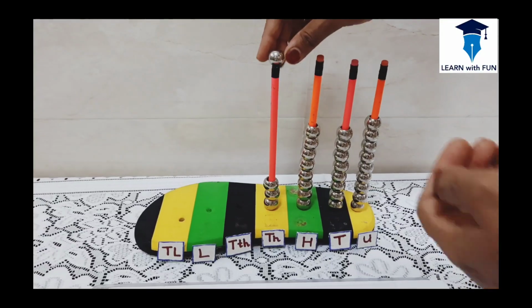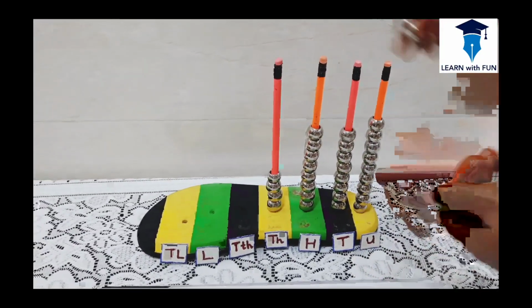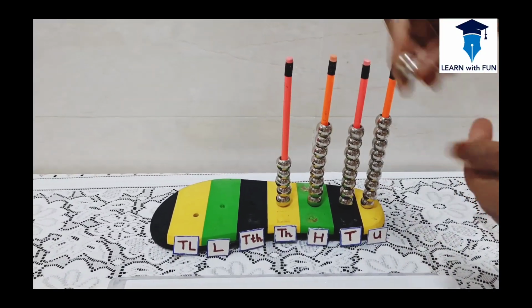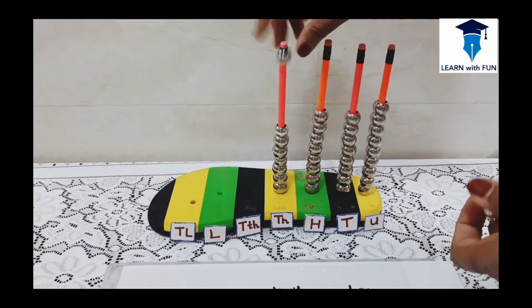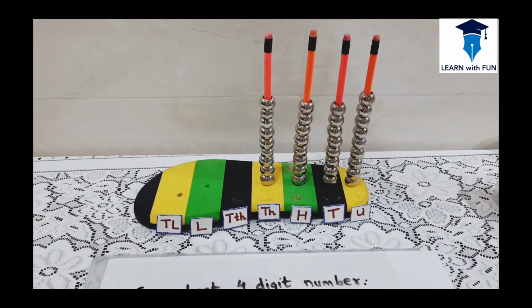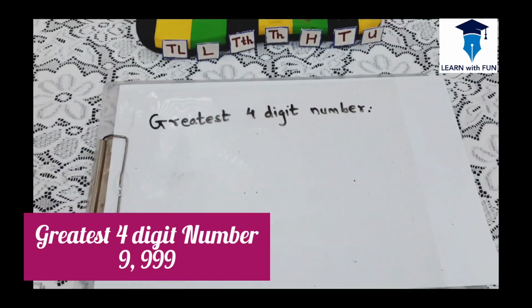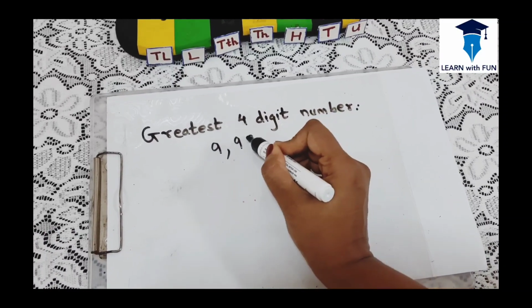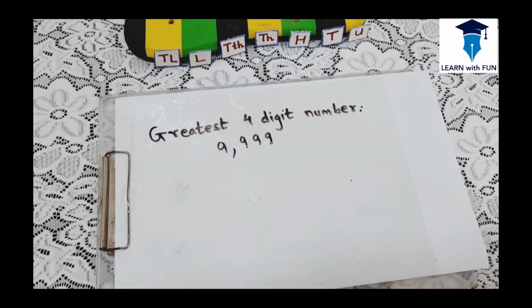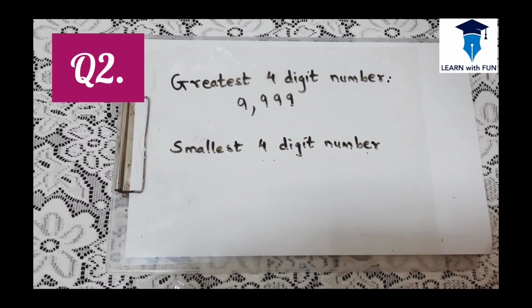So for the greatest number, this will be drilled in the mind of the child: whenever the greatest number is asked, everywhere the digit is going to be 9. Thus the greatest 4-digit number will be 9,999.